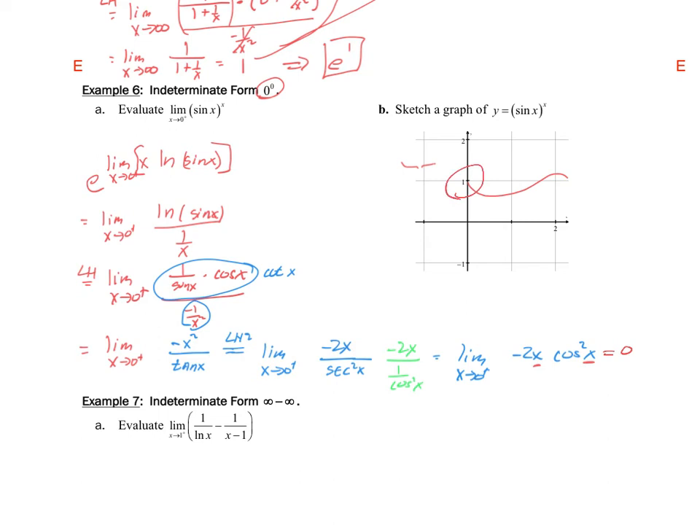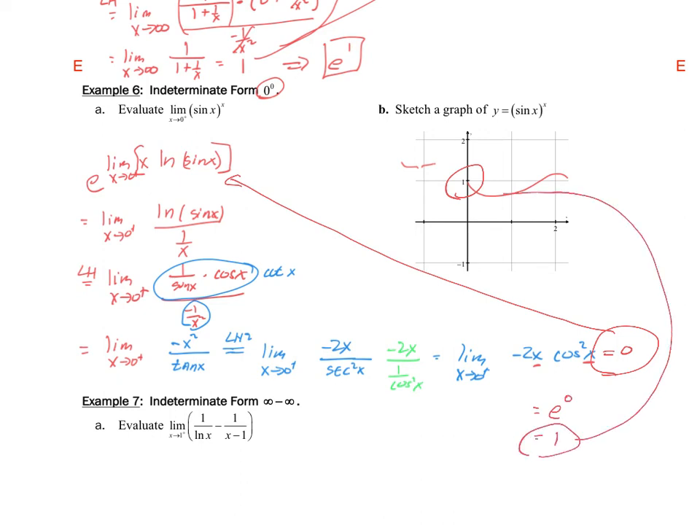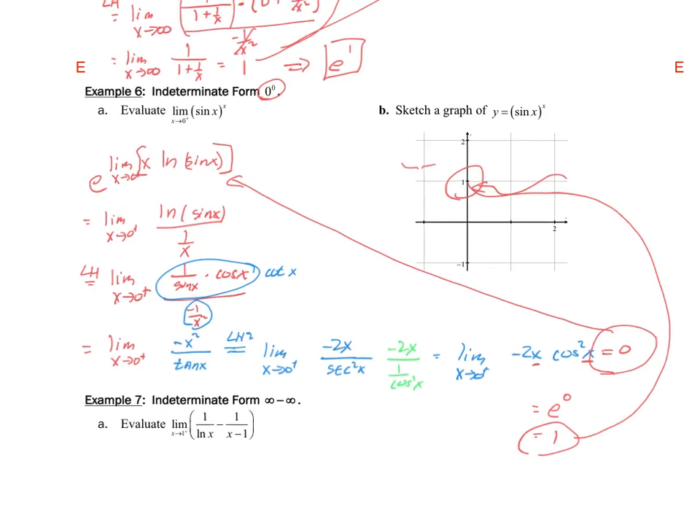So this seems a little bit odd. But don't forget, sometimes people need to overwrite stuff. All of this was an exponent on e. So e to the 0 is 1. So our algebraic and our graphical techniques do match up.